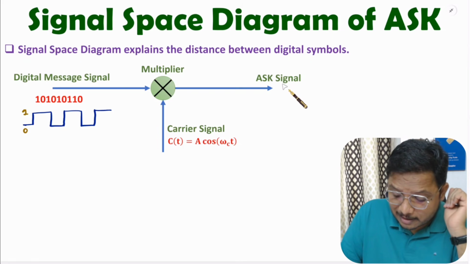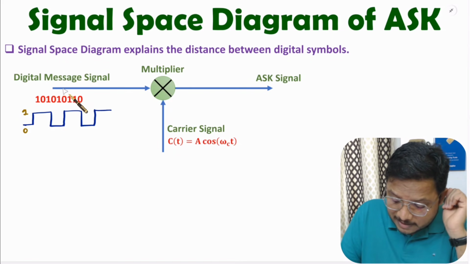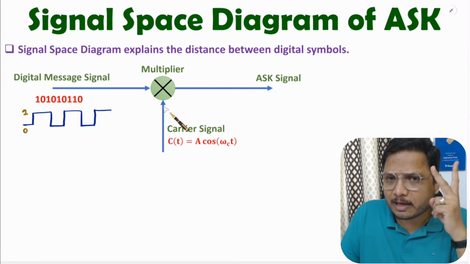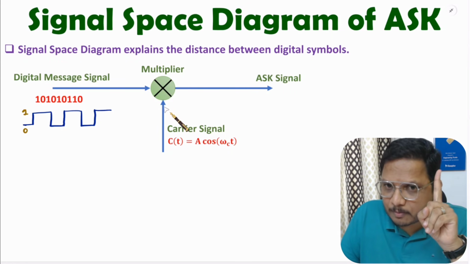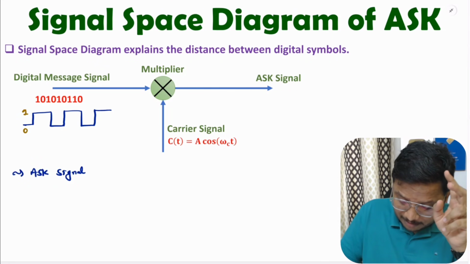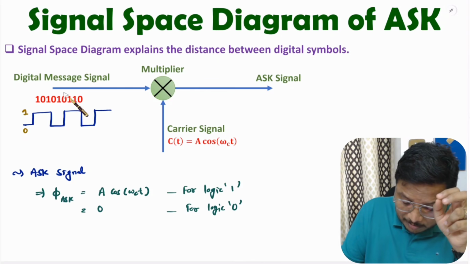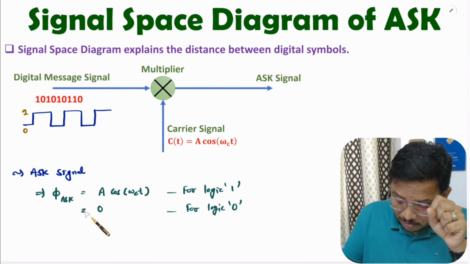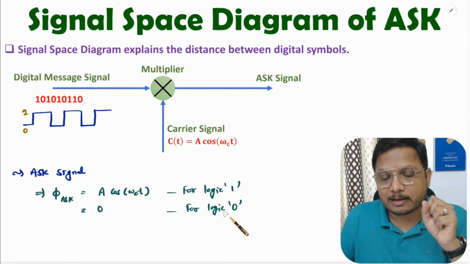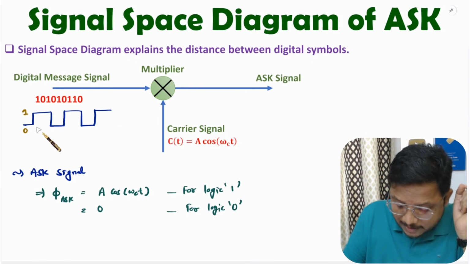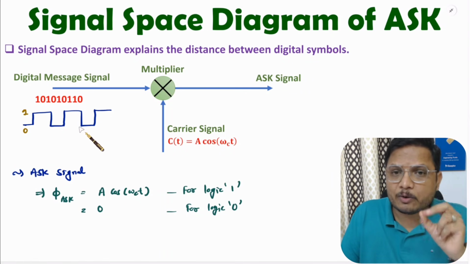Here ASK signal is a multiplication of digital signal and carrier signal. So here in ASK signal, there will be two symbols. One is for logic 0 and second is for logic 1. So ASK signal will be multiplication of digital and carrier signal. So that is A cos omega ct for logic 1 and that will be 0 for logic 0, right? Now to understand exact magnitude of logic 1 and logic 0, here I will do calculation.